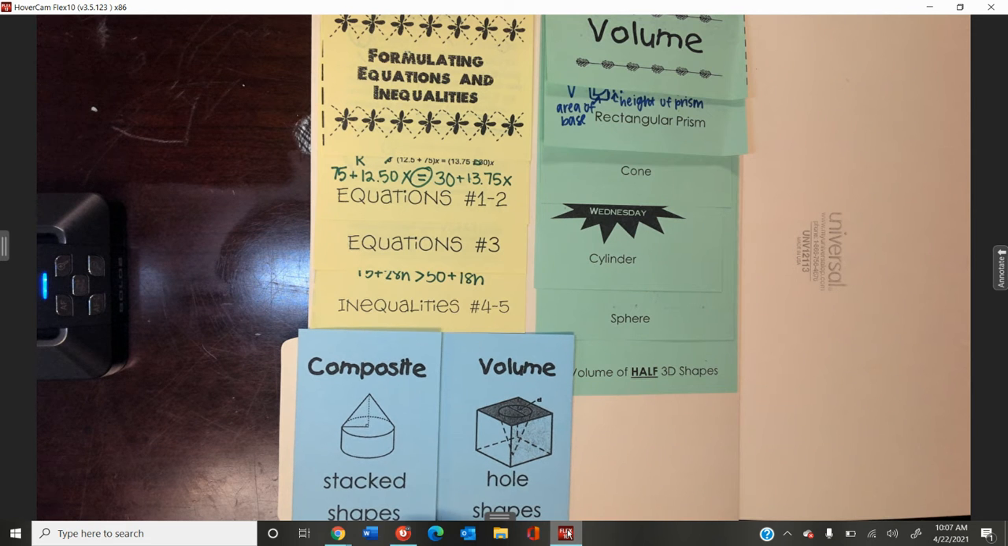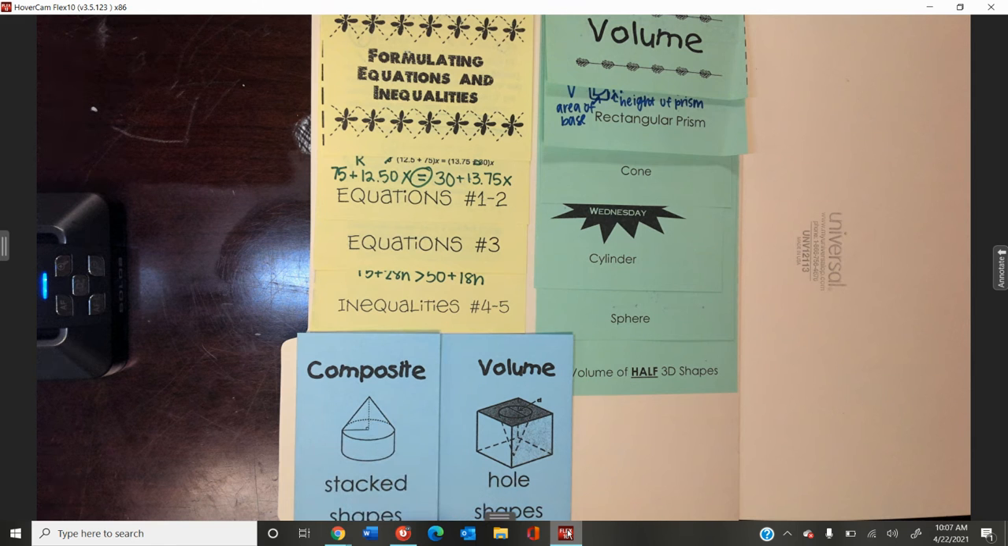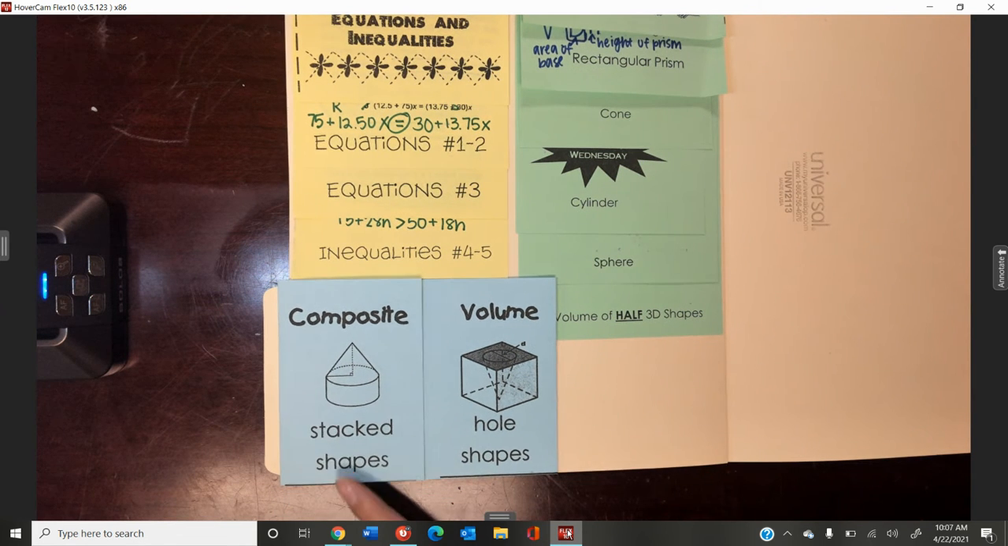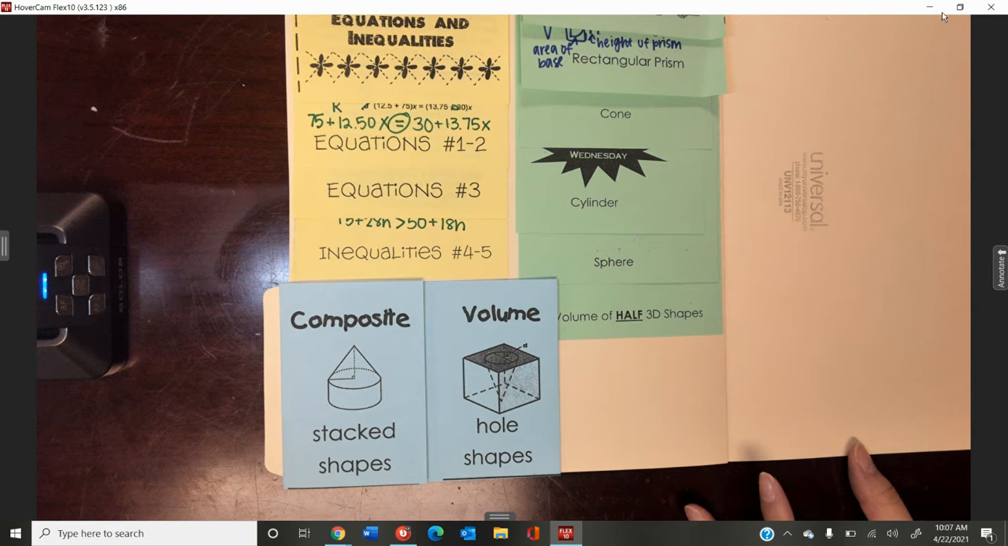So that being said, composite volume, you have two types. You have first a combination, a combo where you're stacking two shapes together, or you can have a hole where you have a shape and it has a hole in it, so there you would have to subtract. So if they're stacked, you're adding. If you have a hole, you're subtracting.